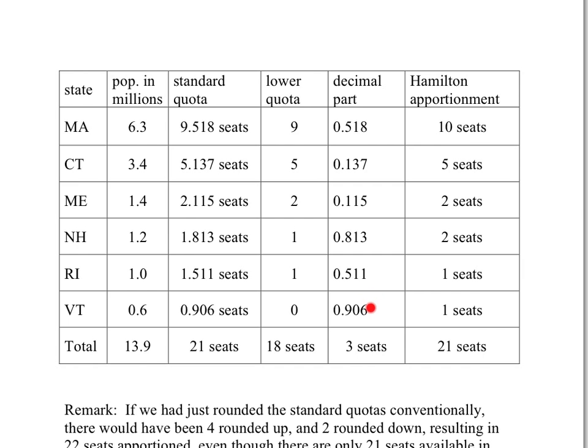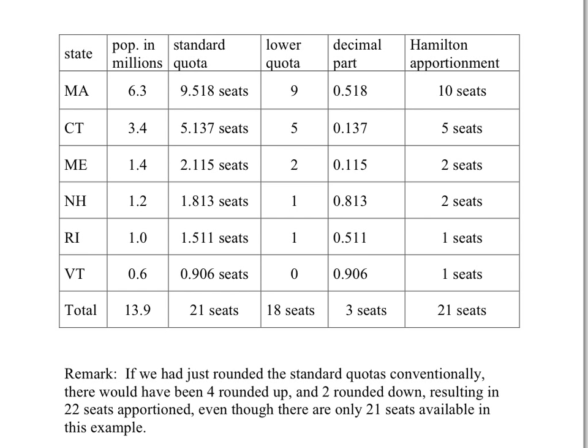Also, if you carry 3 decimal places of accuracy, then that actually gets rid of the round-off error here, and these decimal parts add up to exactly 3 seats. The other remark is that if we had rounded conventionally, if we had simply taken the standard quotas and each one was rounded to the nearest integer, so 9.5 would be rounded up, 5.1 rounded down, 2.1 rounded down, 1.8 rounded up, 1.5 rounded up, and 0.9 rounded up.